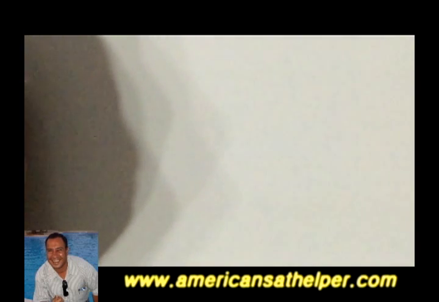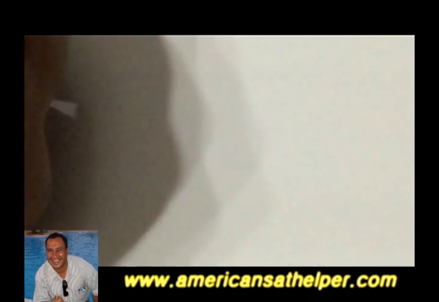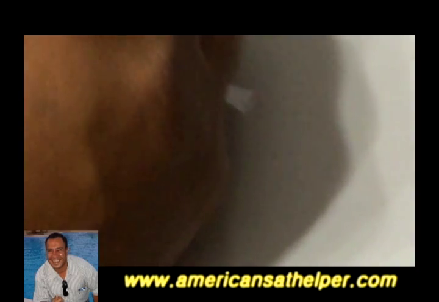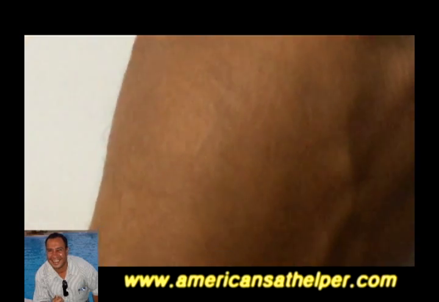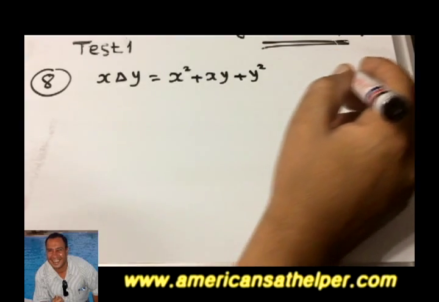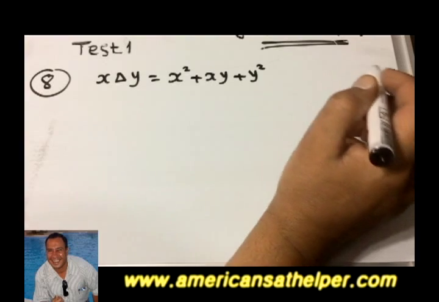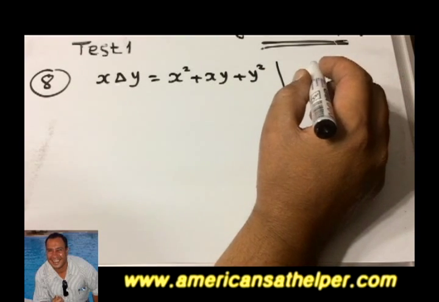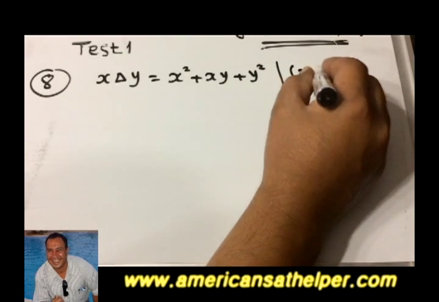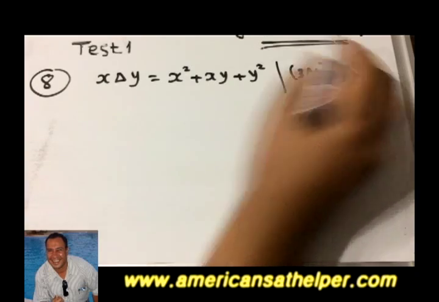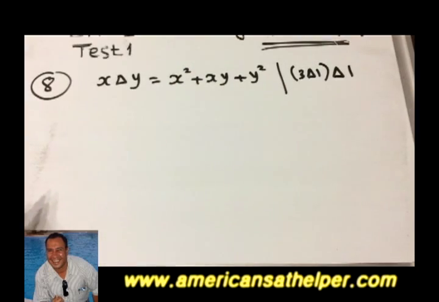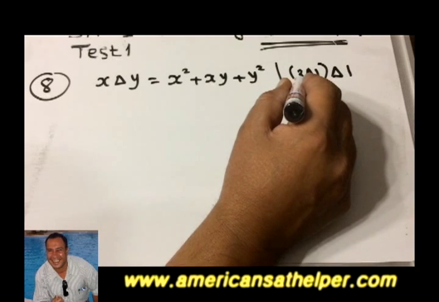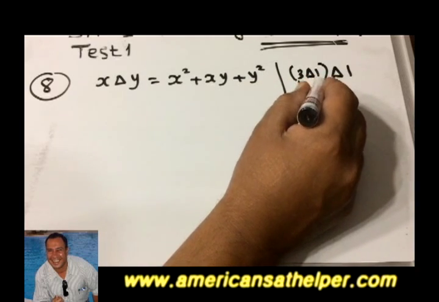Let's write down the given definition. He said that x triangle y equals x squared plus xy plus y squared. And he asks about 3 triangle 1, all triangle 1. First, we will find 3 triangle 1.